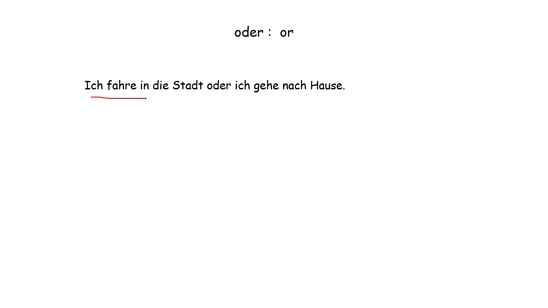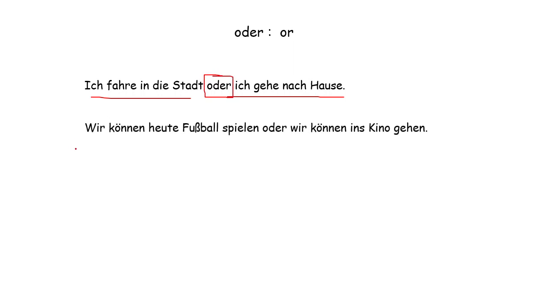Oder means or. Ich fahre in die Stadt oder ich gehe nach Hause. I go to the city or I go home. Combine with oder. Wir können heute Fußball spielen. We can play football today. Oder, or, wir können ins Kino gehen. We can go to the cinema. So combine with oder. The verb is at second position in both cases.